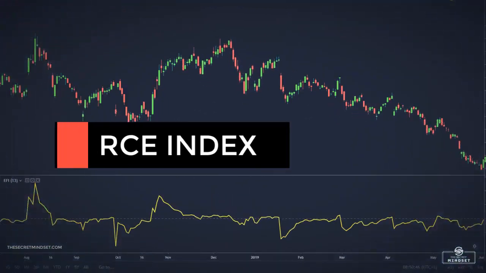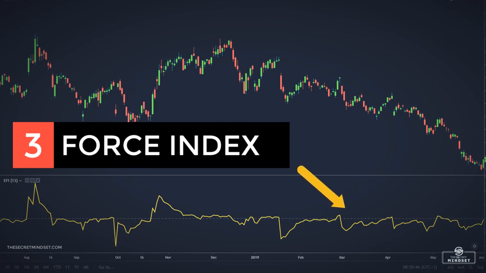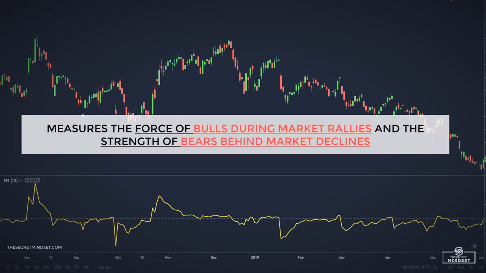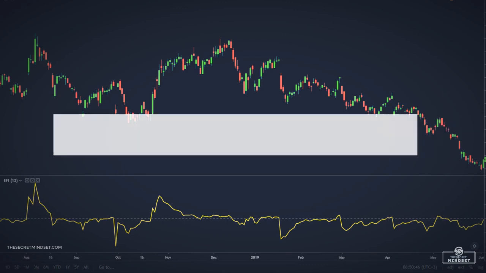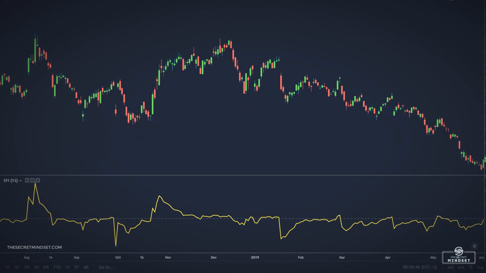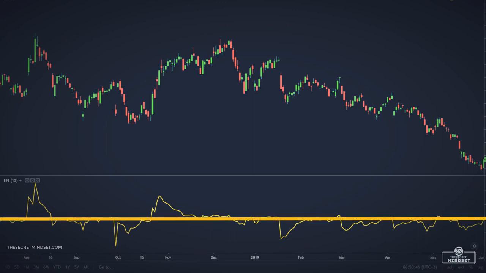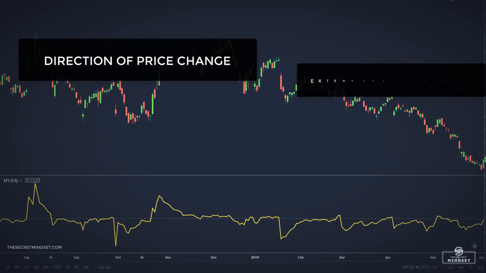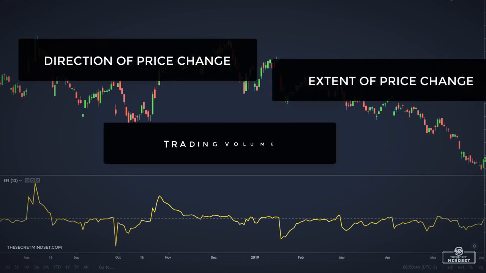Force index is another great volume indicator and represents the change in price multiplied by the daily volume. The force index is an oscillator that measures the force or the power of bulls behind particular market rallies and of bears behind every decline. The force index indicator will be positive or negative if the price change was higher or lower. The three key components of the force index are the direction of the price change, the extent of the price change, and the trading volume.